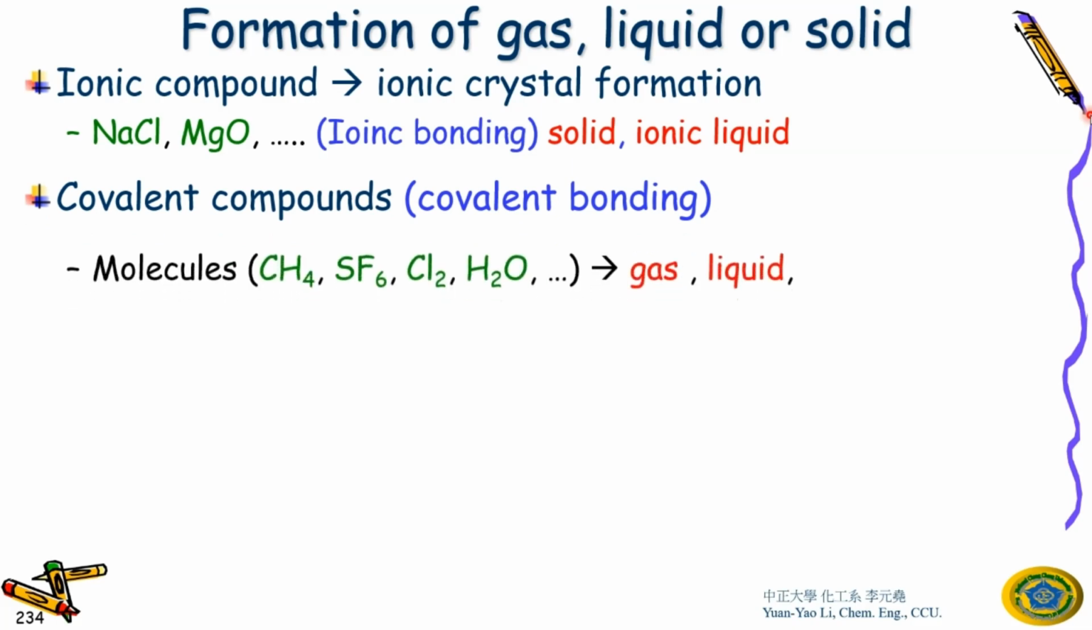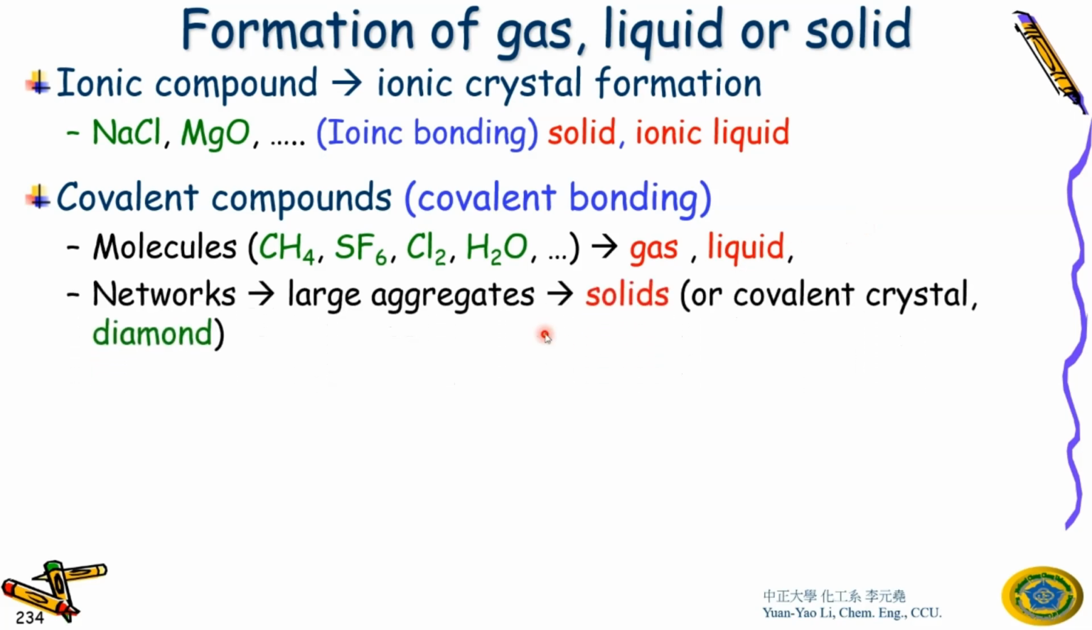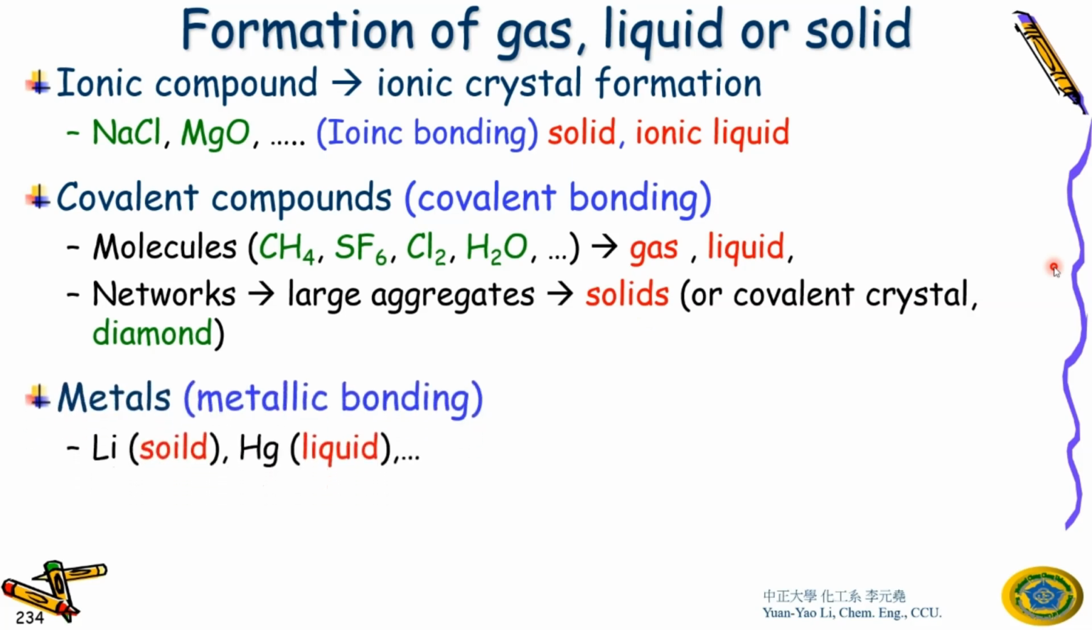How about covalent compounds? A covalent compound is the bonding of molecules, for example methane, sulfur fluoride, chlorine, and H2O. Some of these are gas, and this one is liquid. These are all covalent bonds. And there are networks like solids, like diamond or silicon. This is covalent bonding as a solid. And for metallic bonds, lithium is solid and mercury is liquid. These are all metallic bonds.